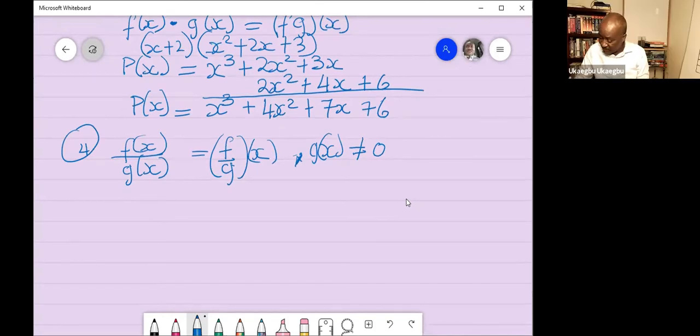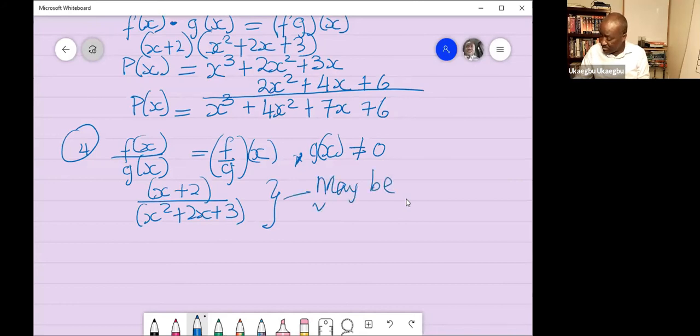Let's just write out that if we are doing this, we are going to do x plus 2 divided by x squared plus 2x plus 3. Okay? So this you can evaluate by what is called partial sum. It's called partial sum, this one. It may be evaluated using partial sum. That's a technique that we have to learn as a separate topic.